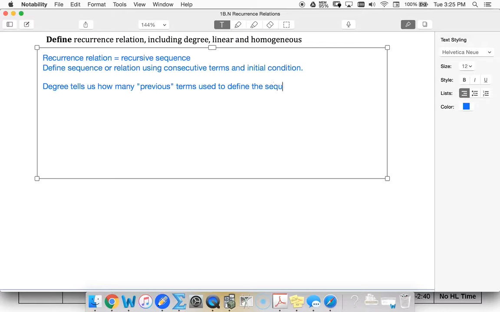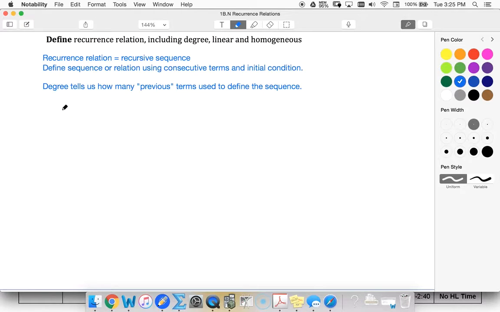So, for example, let's say an arithmetic sequence. An arithmetic sequence is one where we take a term, and to get the next term, we take the previous term and add the, what do we call that? Common difference. So this would be the recursive definition of an arithmetic sequence, and this would be a first degree recursive relation because we're using one previous term.